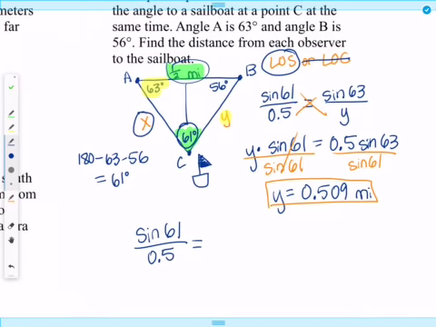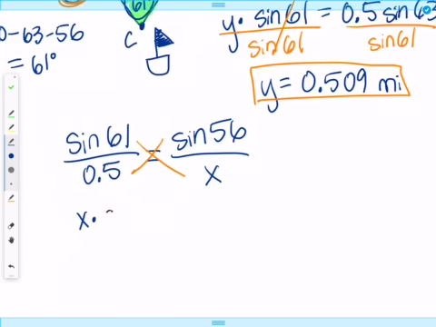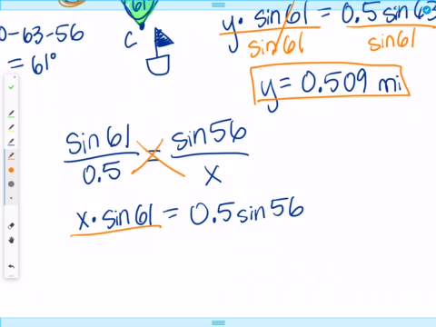So now that I'm trying to find this X, I'm going to use the 56 and then, of course, the X on the bottom. So this is going to be sine of 56 over X. The solving of this is going to be very similar. I'm going to cross multiply. So x times sine of 61 equals 0.5 sine of 56. And then I just need to divide by sine of 61.